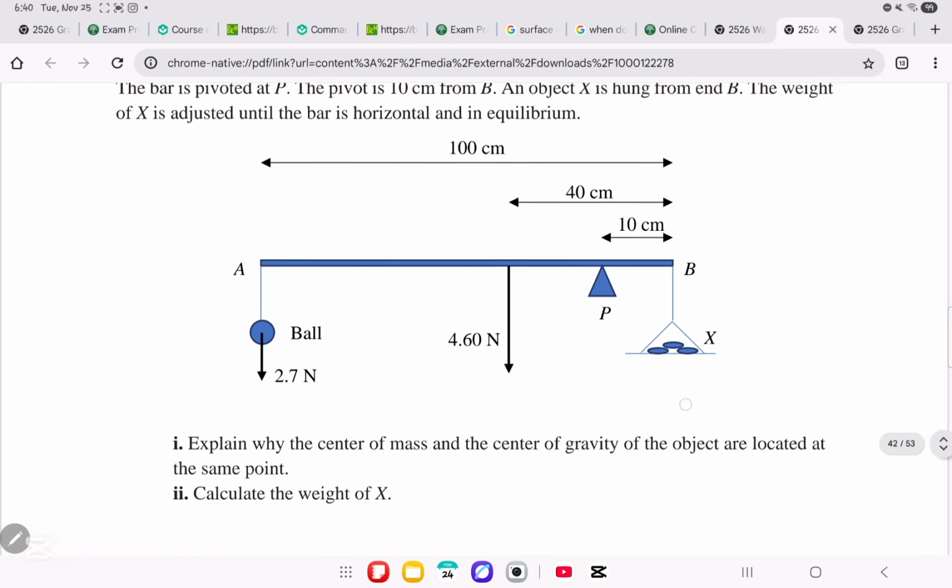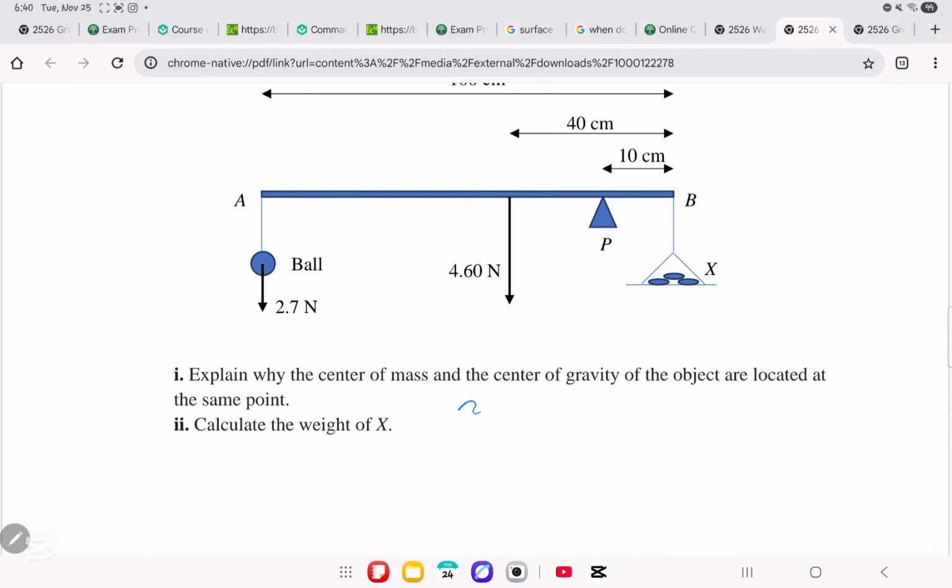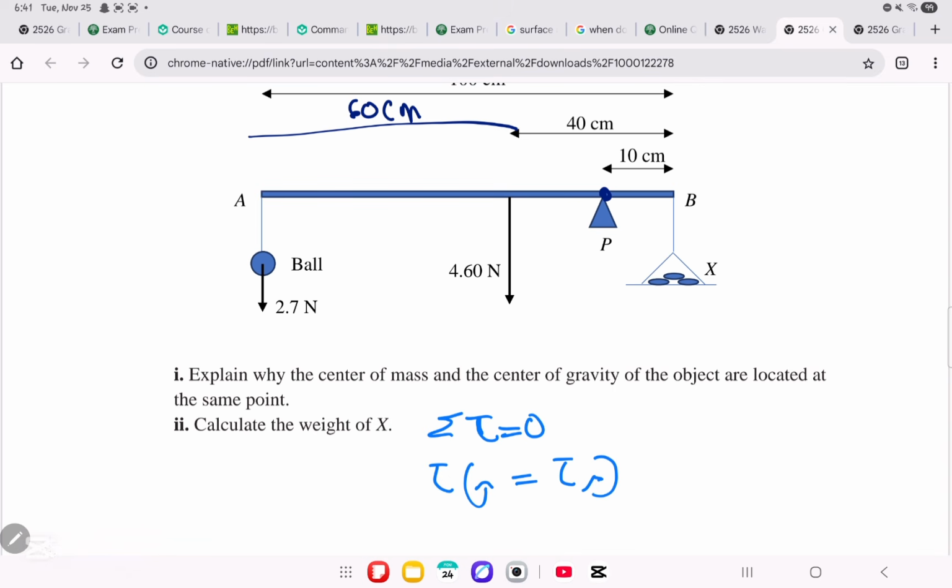Now, number 2, calculate the weight of X. Okay, very important. We need to apply sigma torque is equal to 0, meaning the torque clockwise is equal to the torque counterclockwise. So let's take our rotational point to be the pivot over here because we have the distances, right? And we said this distance here was how much? Was 60 centimeters, right? Okay, now we can apply T clockwise is equal to T counterclockwise. We first start by finding the clockwise and the counterclockwise. We first need to draw the force at B, which has the mass over here, so it's downwards, the weight.